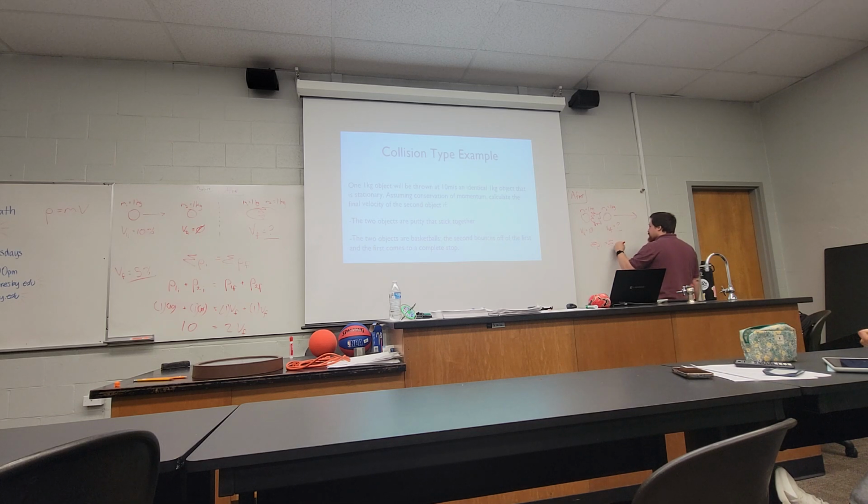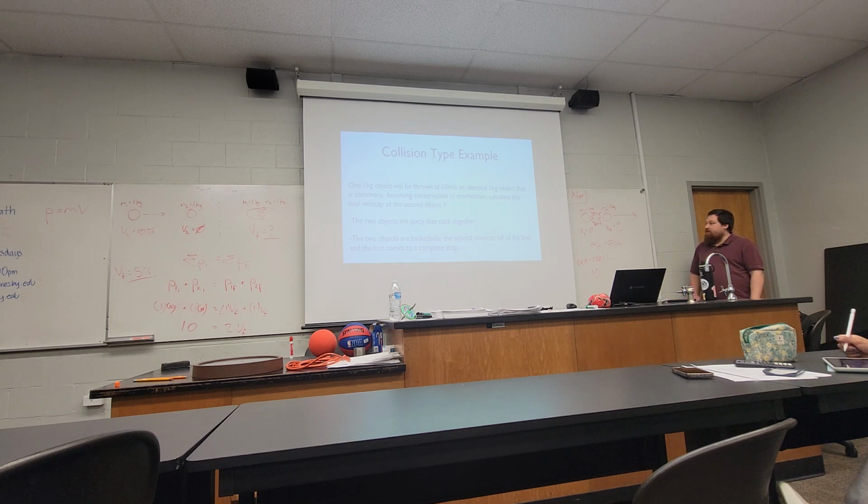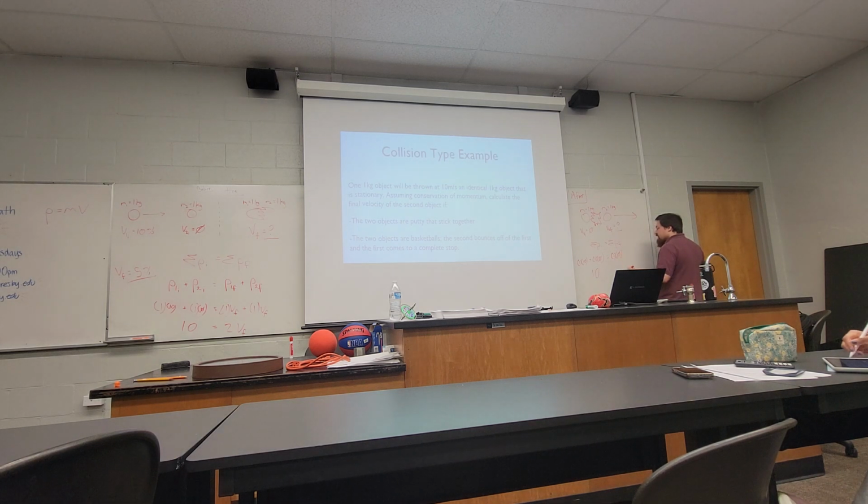Math will still look very similar, because literally I've changed nothing about the initial side. The initial half will still be mass 1 times initial velocity 1, plus mass 2 times initial velocity 2. So there's still 10 units of momentum present. But now, object 1 comes to a dead stop. Its final is 0. Object 2 will have a different dedicated VF.